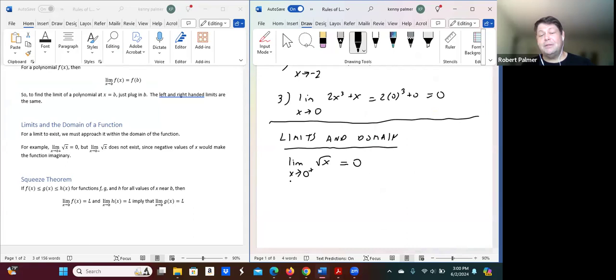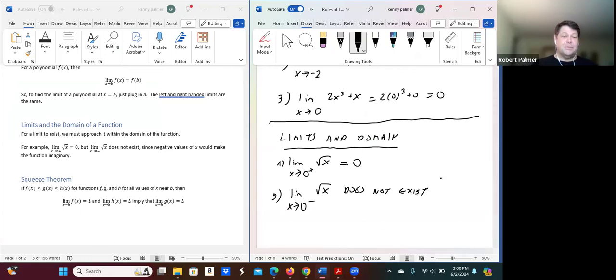Okay. Call that A. But B, the limit as x goes to 0 from the left of the square root of x does not exist, at least not in real numbers. Okay. Now, that's a good example of something like that. And I say that since negative values of x make the function imaginary.